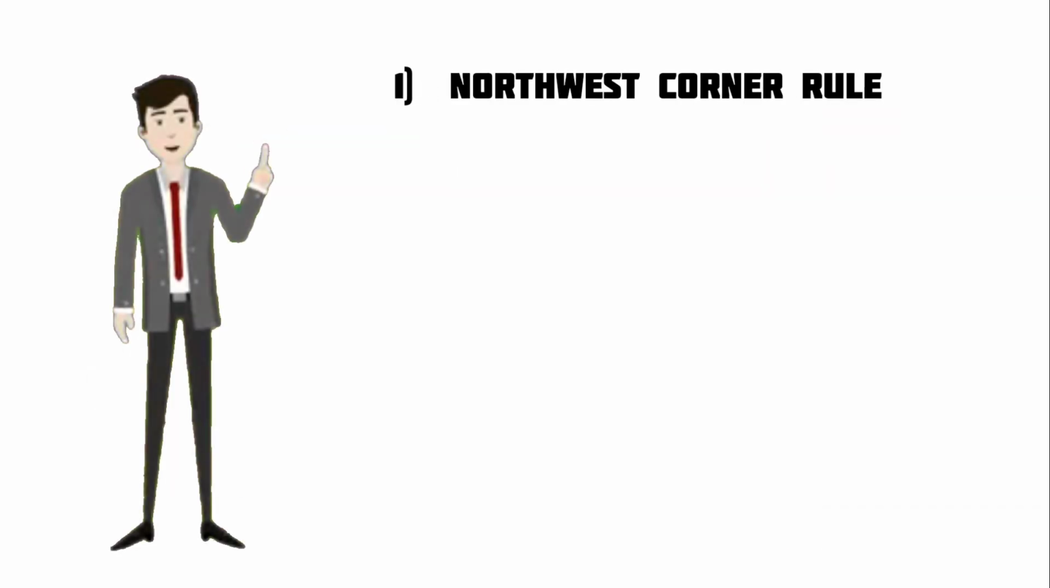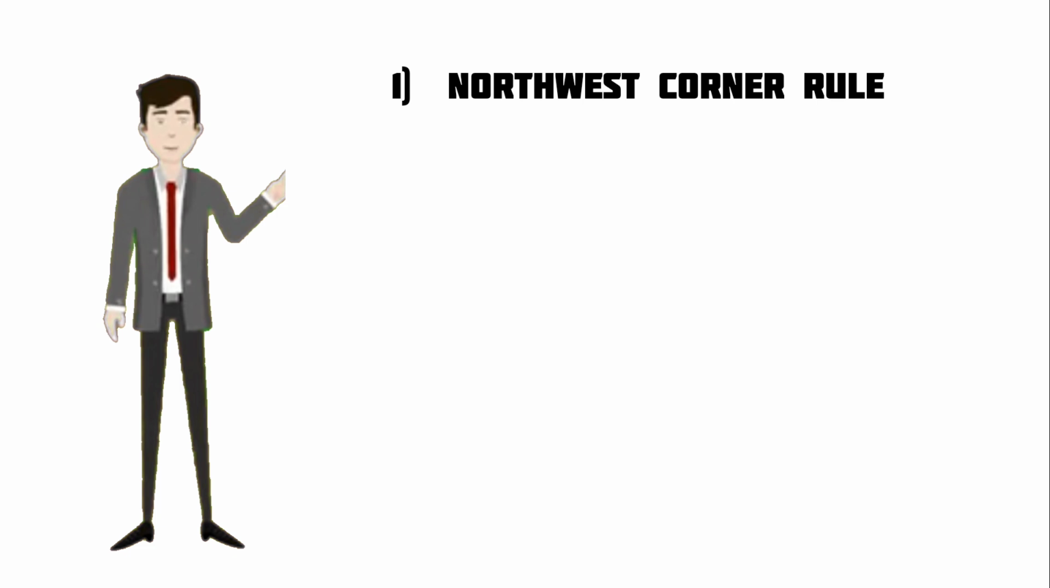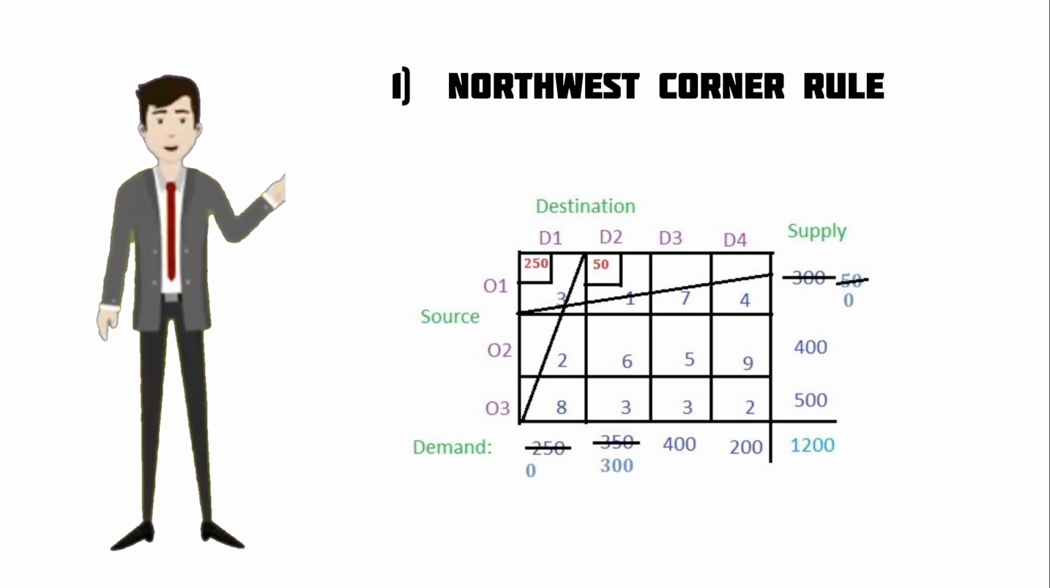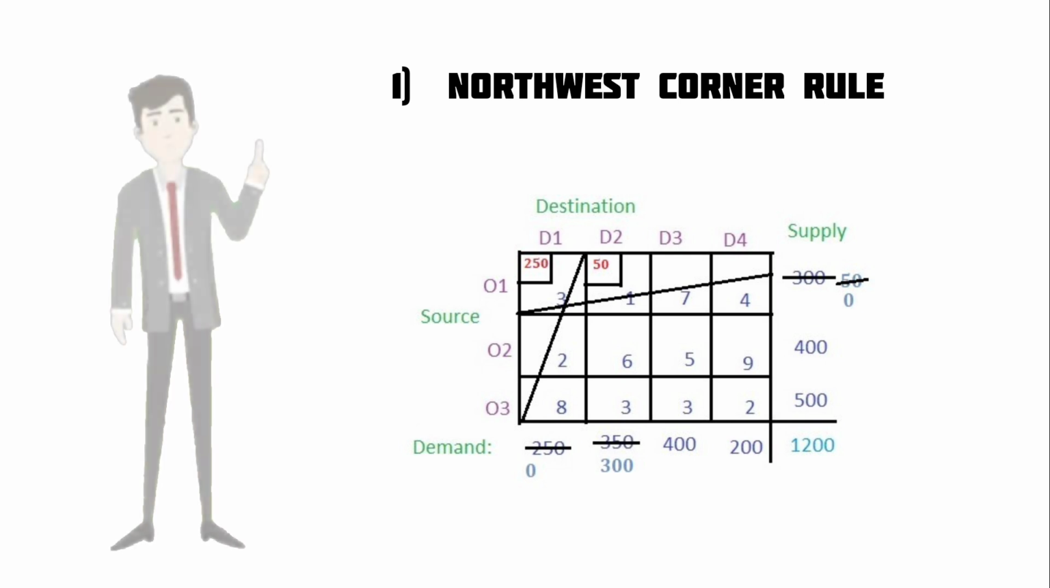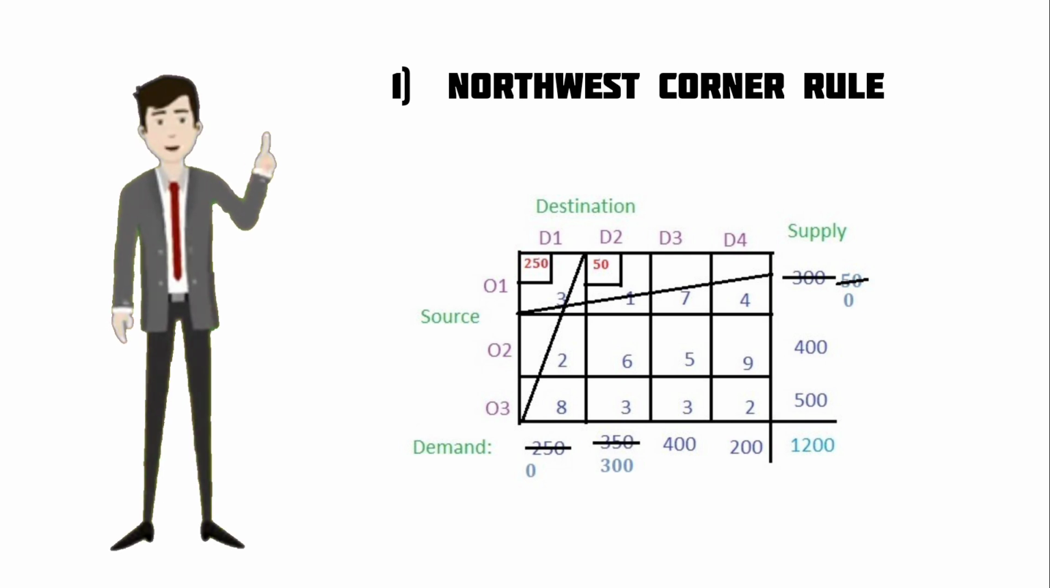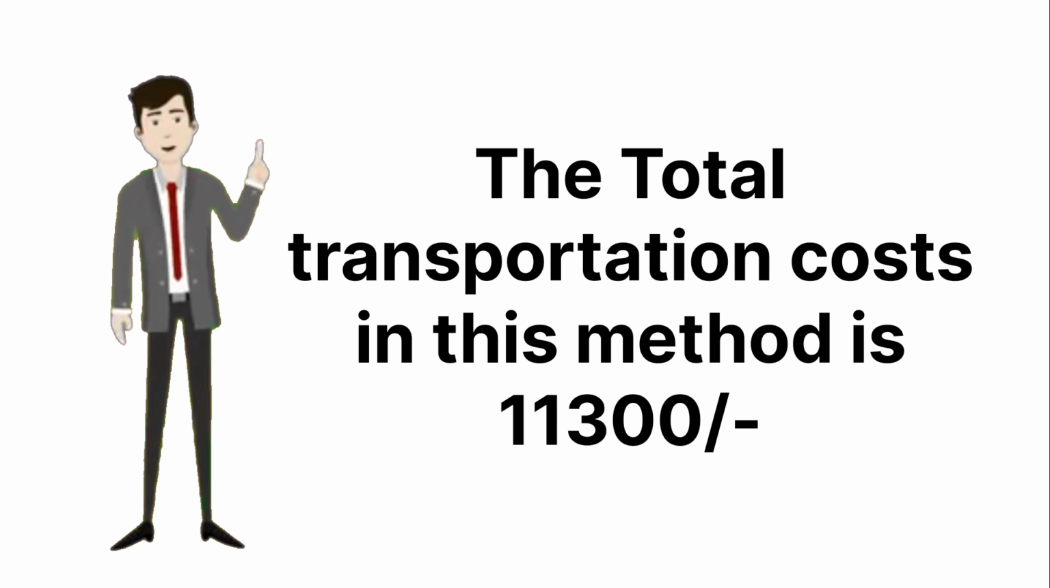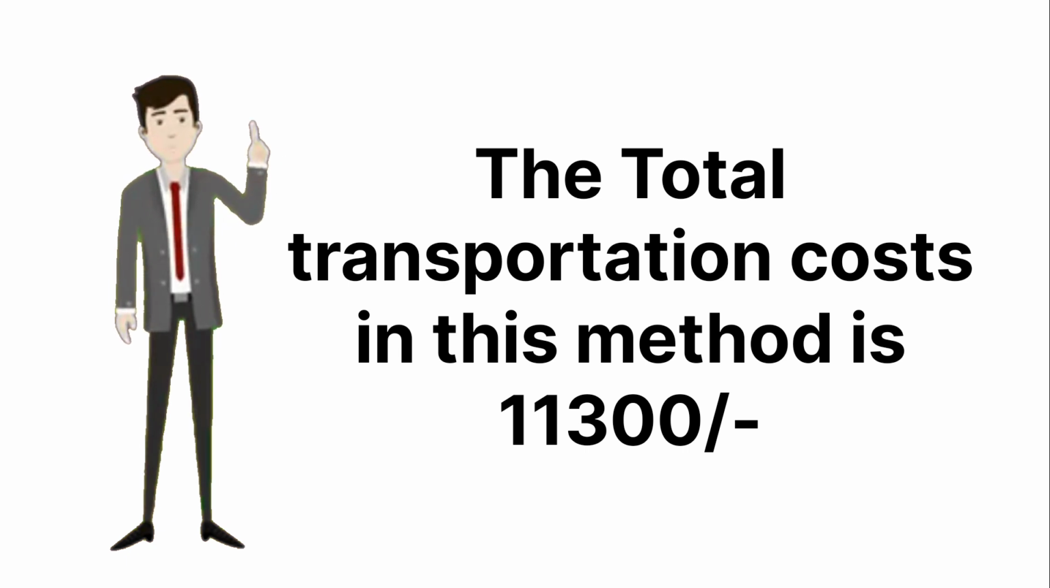First, the company applies the northwest corner rule. This approach starts from the top left corner of the cost table, filling demand and supply until both are satisfied. Following this method, the company assigns shipments step by step until all demands are met. The total transportation cost is 11,300 INR, a simple method, but not the most efficient.